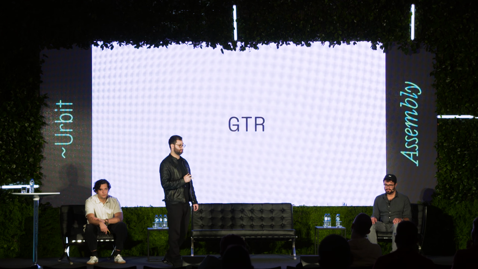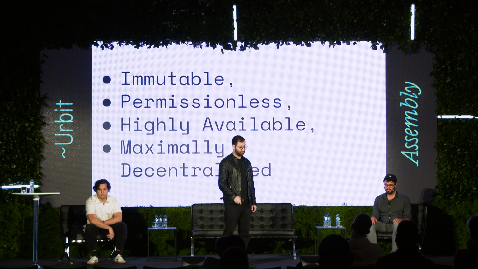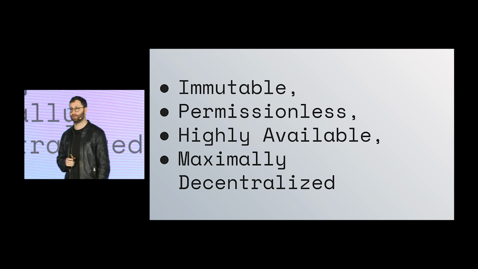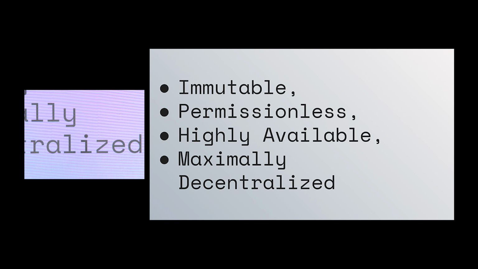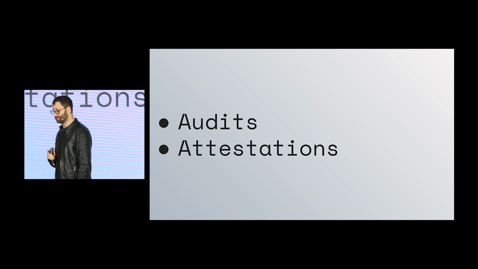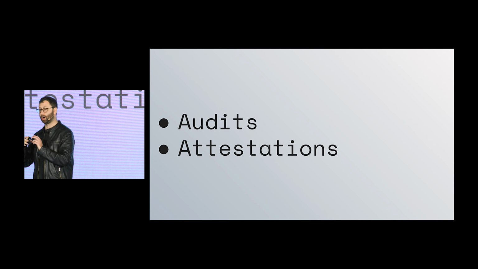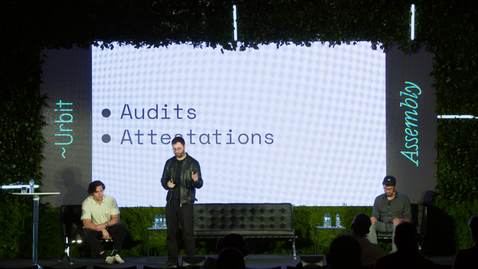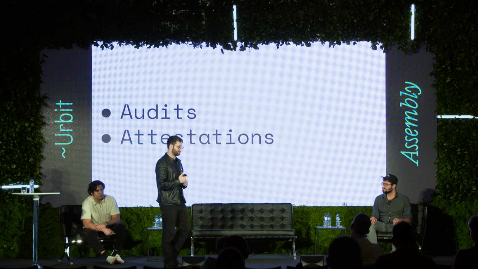And so GTR, the global type registry, there are some properties that we want out of the system. So one, it should be immutable. You need to have permissionless publishing. It should be highly available, completely rug-proof, and maximally decentralized. Then you have the metadata graph. The metadata graph is kind of like this layer where you can link arbitrary metadata and context associated with packages. That's things like security assessments, reports, audits, attestations, claims.